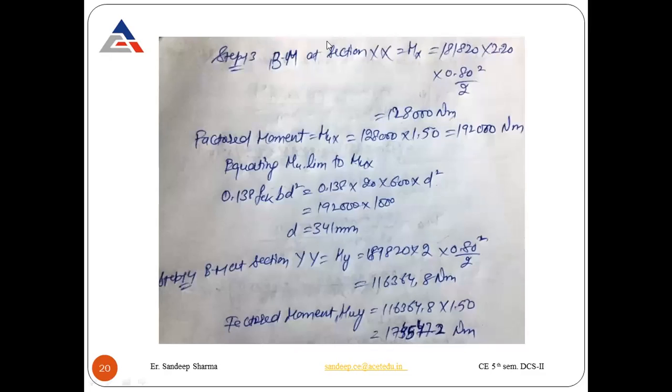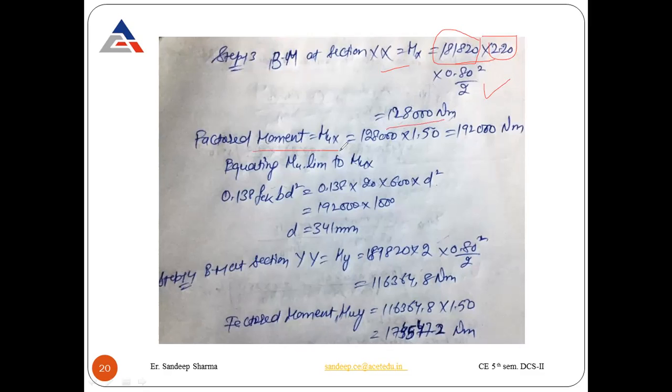Now we need to calculate the bending moment along the x-axis. Along the x-axis, this is the net upward pressure intensity multiplied by this length along the x-axis, and it is acting at the centre of the projection, that is half of 0.80 into 0.80 by 2. That will be 0.80 L square by 2. So this is the bending moment along the x-axis.